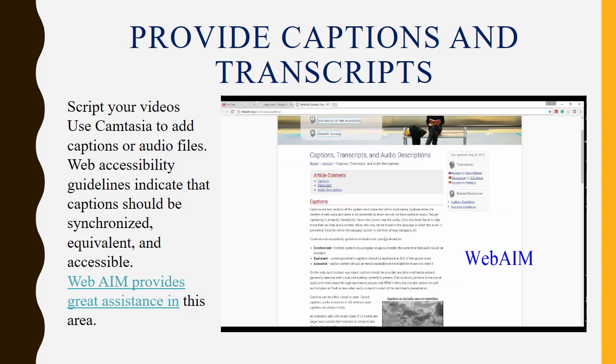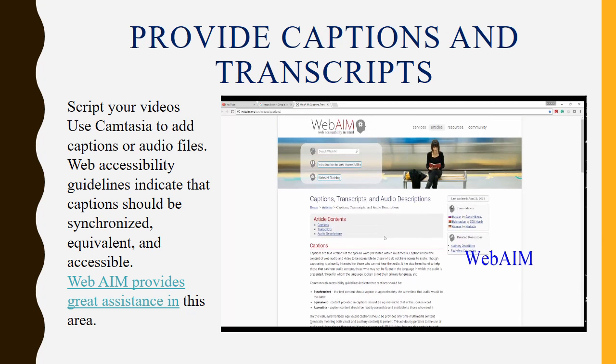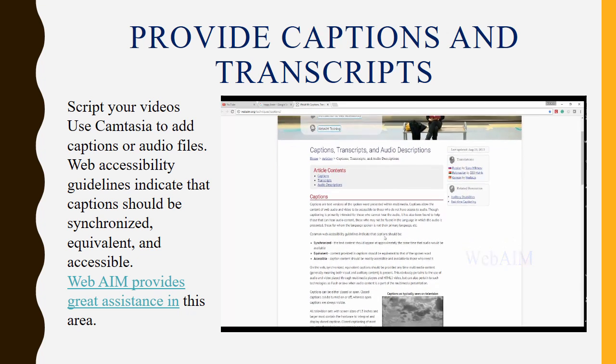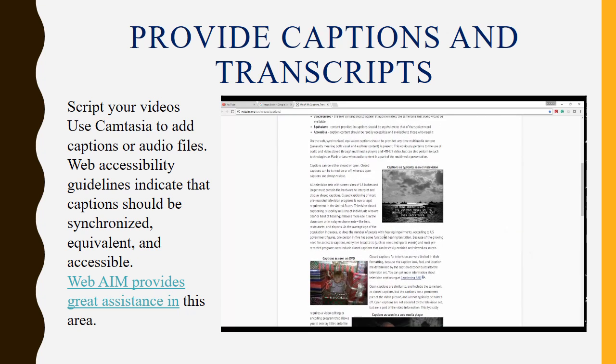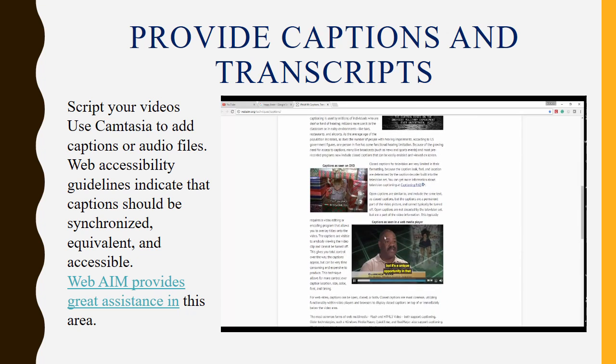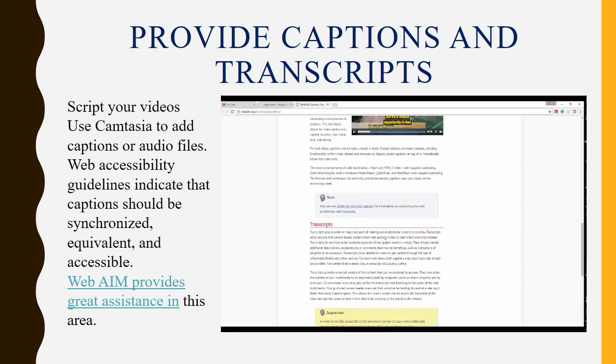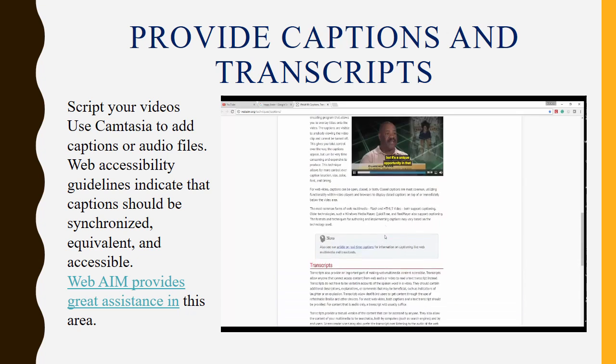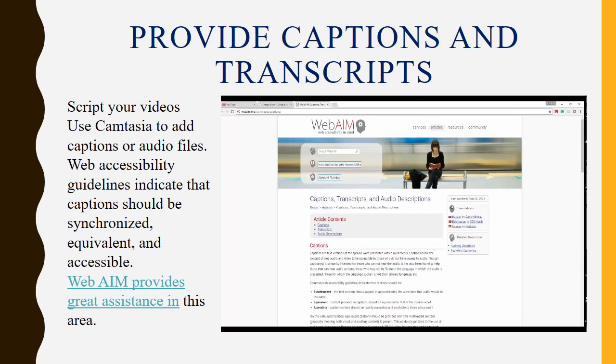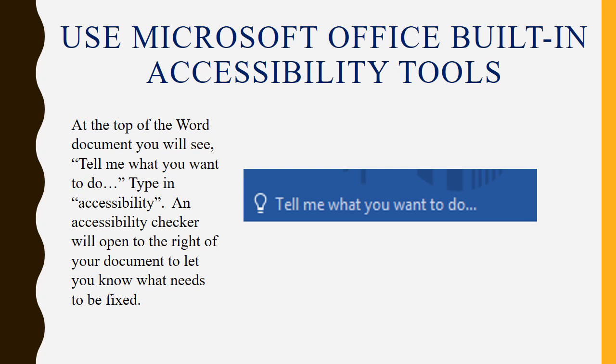WebAIM is really good at showing you captions and transcription, audio descriptions, how to set those up, and how to use them in your videos. The Microsoft Office built-in tools, at the top of the page you will see tell me what you want to do, and here's where you would start typing accessibility, and the checker will open to the right of your document and show you where things need to be fixed.